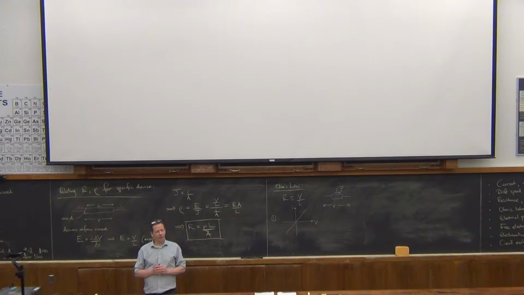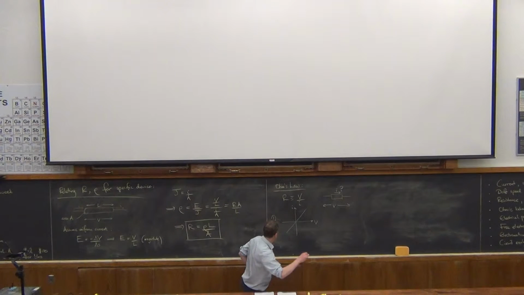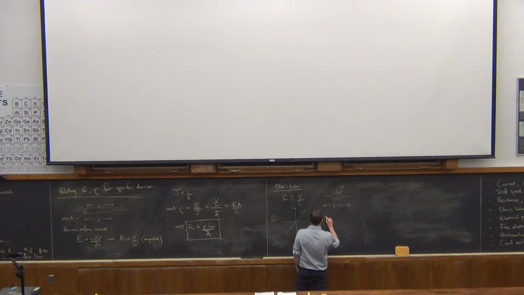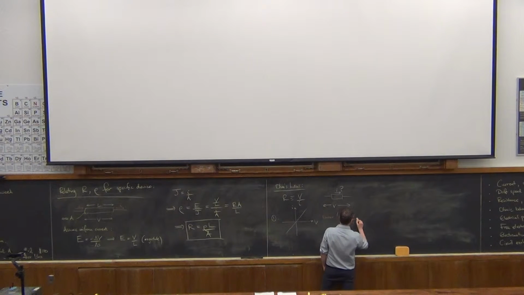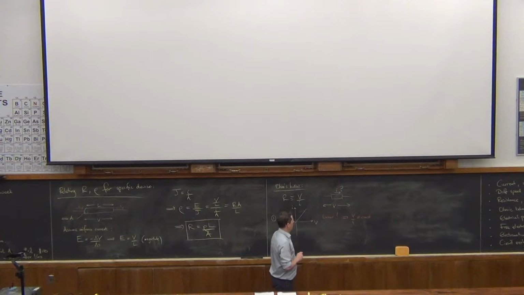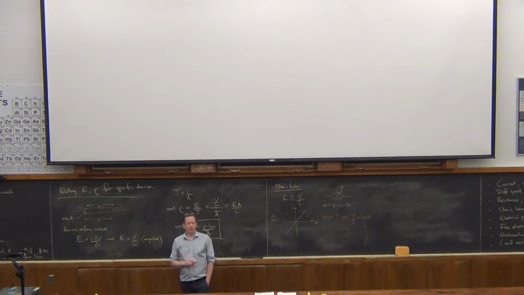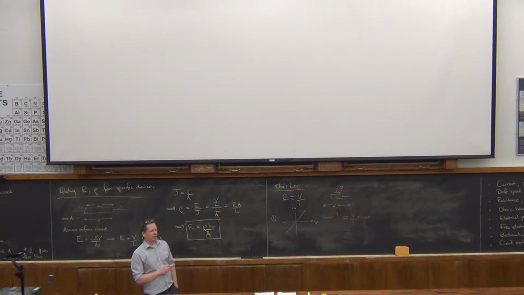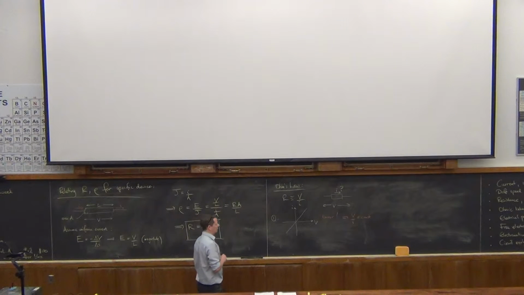Okay, good. All right. So, I mean, this seems obvious, but first off, it's linear. So that tells us that V over I is a constant. Okay? And in fact, this is actually Ohm's law. It's saying that V over I is constant regardless of the applied voltage.